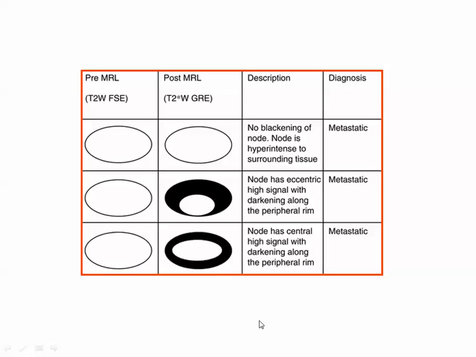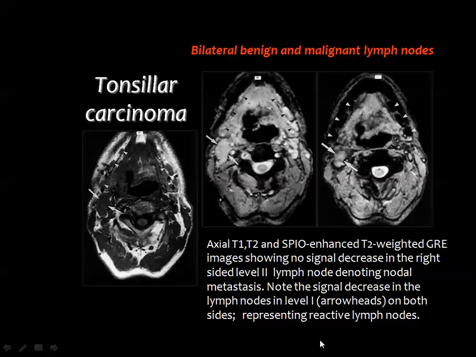Then if you look carefully here, this is T1 and this is T2 and this is T2 after injection of the SPIO. Then look at these nodes, which are located here. They are of intermediate signal in the T1 and they are bright on the T2 weighted image. After injection of iron oxide, you see the nodes are black, meaning that they are benign. But look at this lymph node, which is of dark signal in the T1, bright signal in the T2, and still of bright signal after injection of iron oxide, meaning that it is a malignant node.